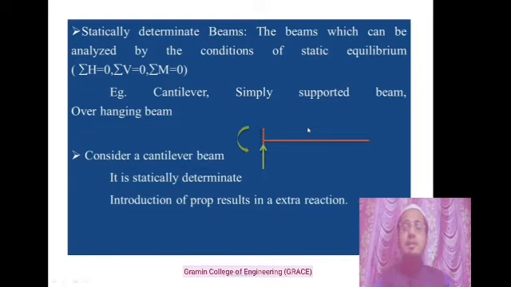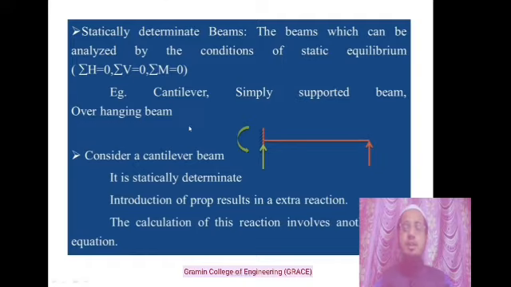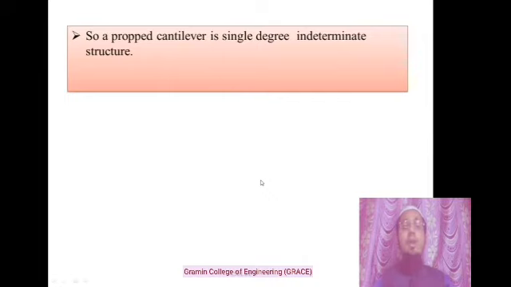Then it will result in extra reactions. If we add an extra support at the free end, which is termed a prop, then it will create extra reactions. Such a type of beam cannot be easily analyzed by using these three static equilibrium equations, and the calculation of this reaction involves another extra equation. So it will become stable but indeterminate. So the propped cantilever is a single degree indeterminate structure.